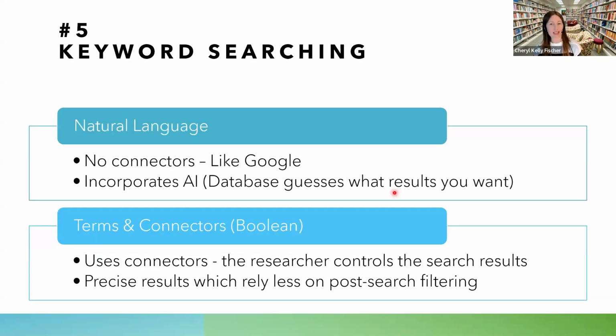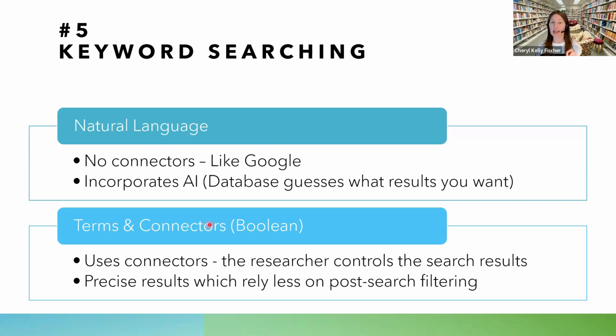So we're ready to do this. Last step. Let's get into it. There are two main ways to enter keywords. You can use the natural language method, or you can use the terms and connectors method, also known as Boolean. In the natural language method, you use no connectors. You just put your words in like Google, and then it incorporates AI, not generative AI, but old-fashioned AI, where the database is using its algorithm to guess what results that you want, and it's putting those results up top.